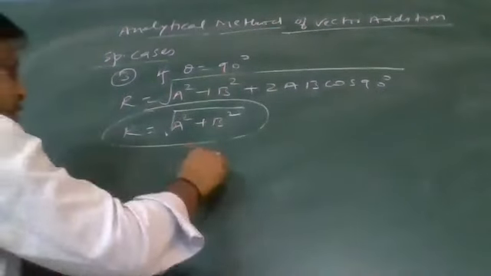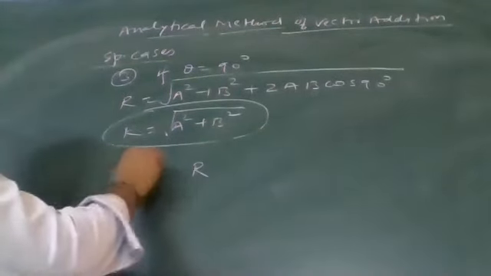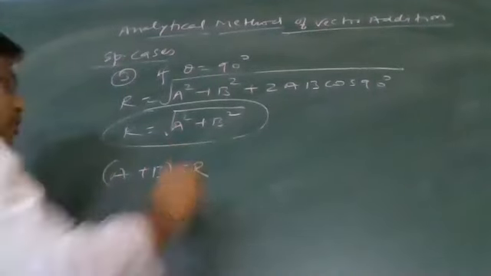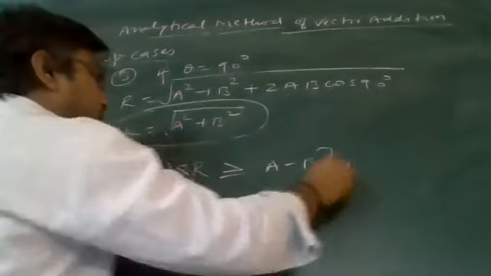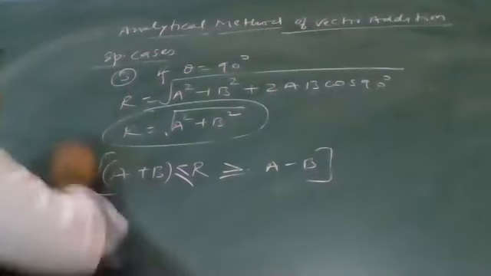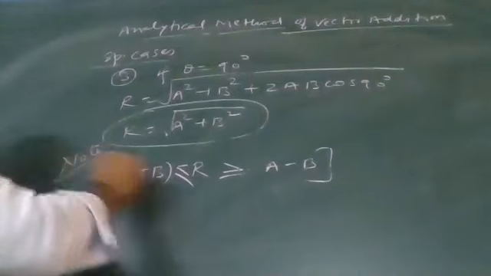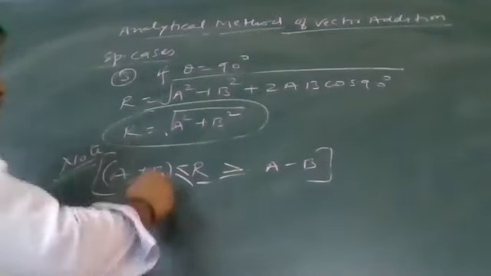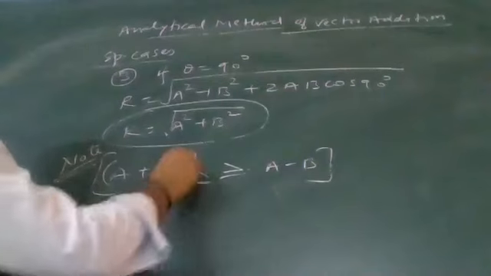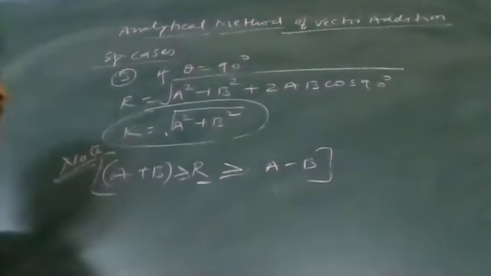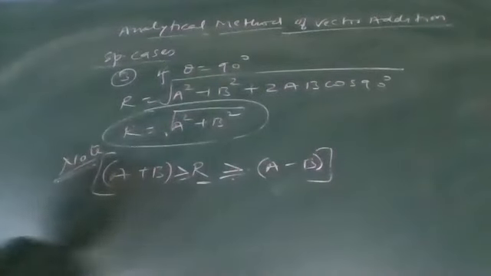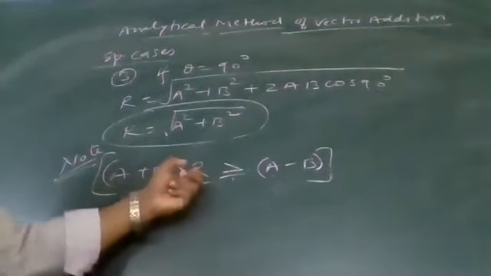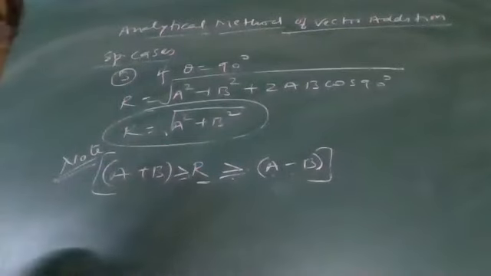That means, what is the value of R? It may be less than or equal to A plus B, or it may be greater than or equal to A minus B. That is the situation of the magnitude of the resultant always. Note it down. R may be equal to or less than A plus B, or R is greater than or equal to A minus B. R is not less than A minus B, and R is not more than A plus B. This is the situation. Right, next question.